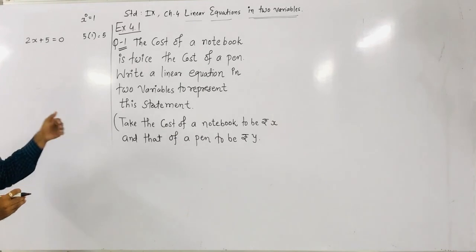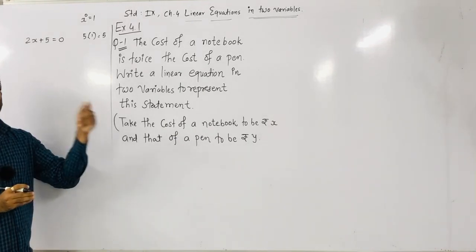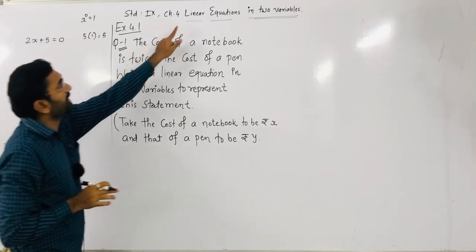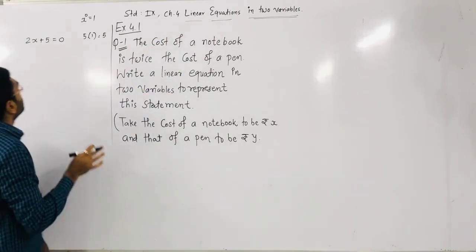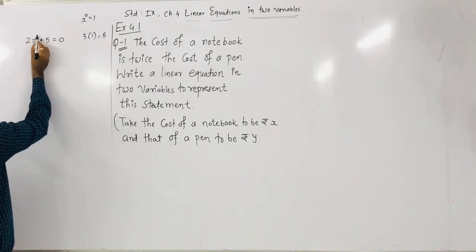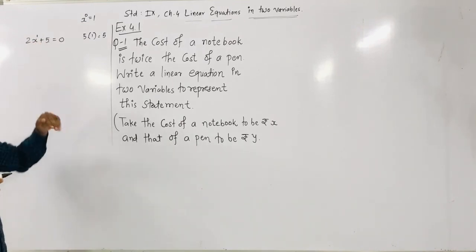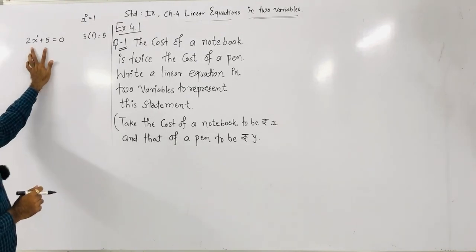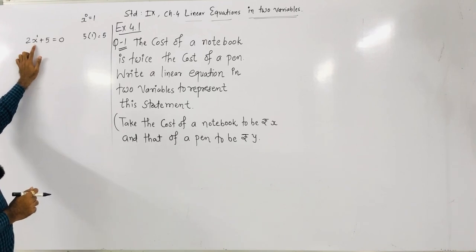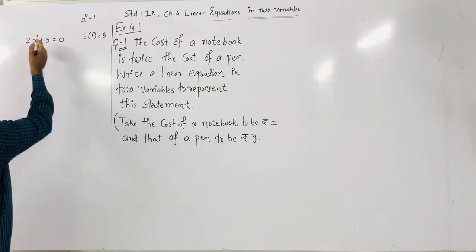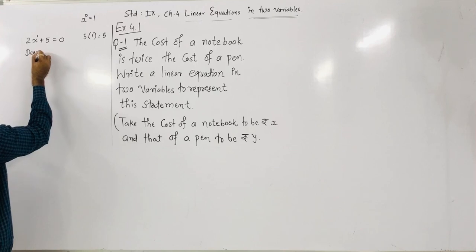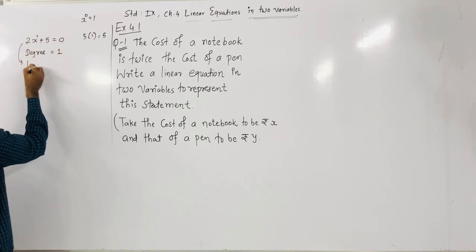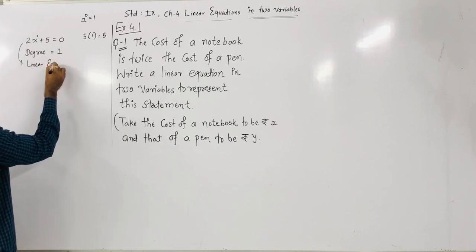Whenever in any equation a variable's highest power is 1, then that equation is called a linear equation, right? So here the variable is x and that x power is 1. Whenever any power is not given, then there is always 1. So we can say in this term, the variable is x and x's greatest power is 1. So you can say the degree of the equation is 1. Whenever the degree is equal to 1, then you can say this is a linear equation, right?